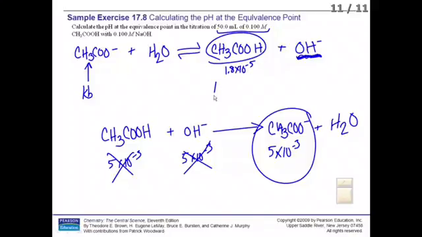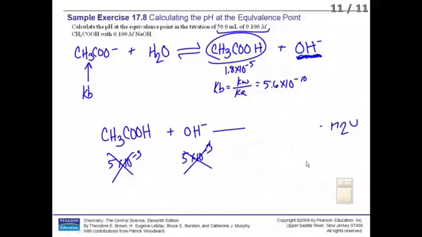To figure out the Kb, you take Kw and divide it by Ka, and I'll save you the heartbreak of doing this. Your Kb value should be 5.6 times 10 to the negative 10th. So what would the Kb expression look like for this particular reaction? That's the next question.